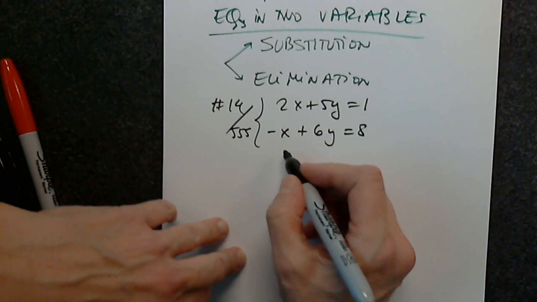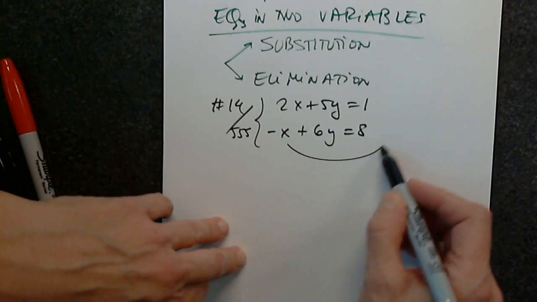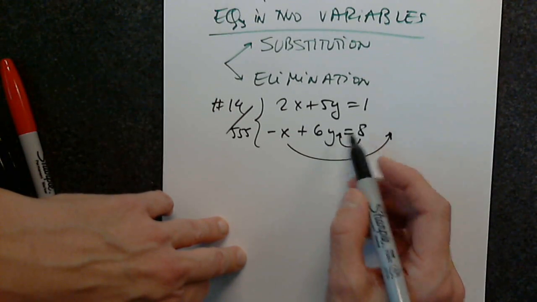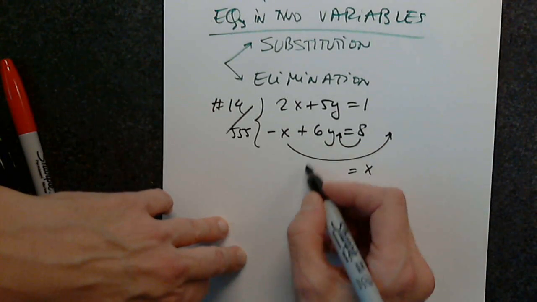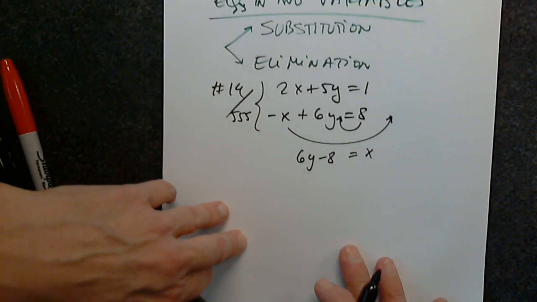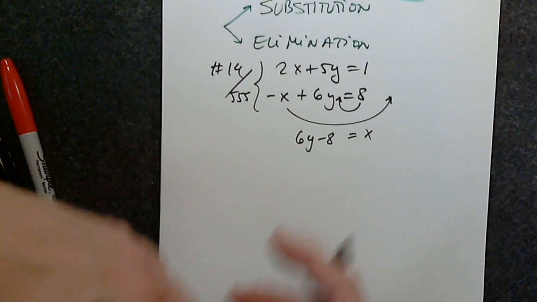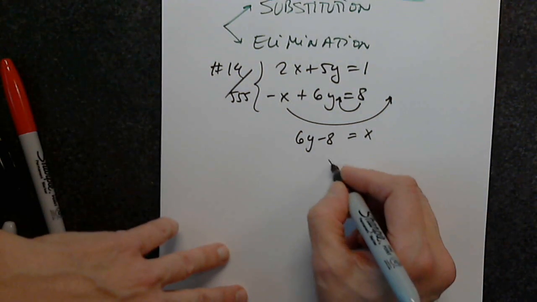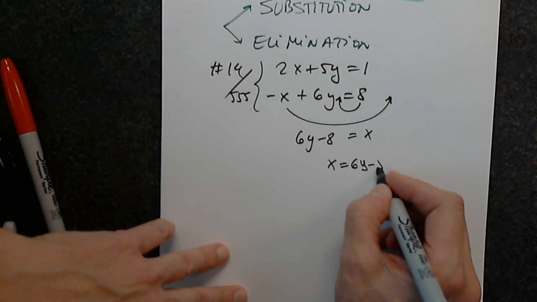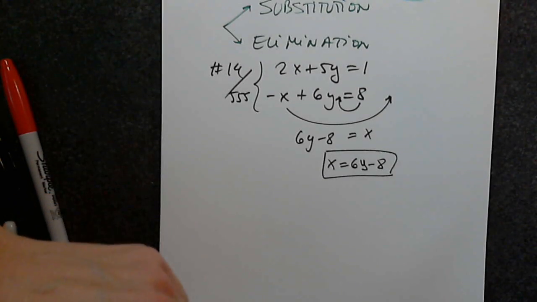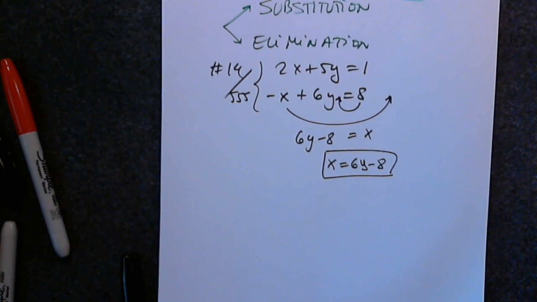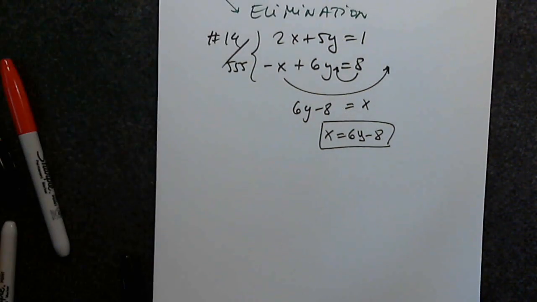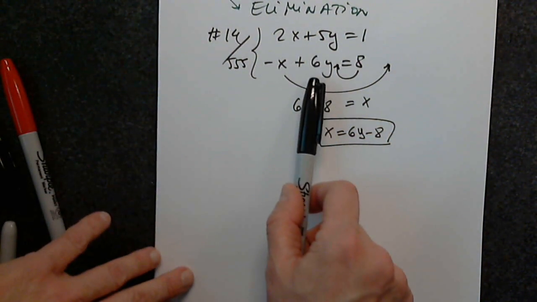So from here, to make it easier, I'm going to move this to this side and this to this side. So this becomes x, and this is 6y minus 8. Or just move 6y and then multiply by negative 1. It's the same thing. So x is 6y minus 8. What do I do next? I solve the second equation for x because it had a coefficient of 1 or negative 1. That's how I made the decision: 1 or negative 1, not 2, 5, and 6.